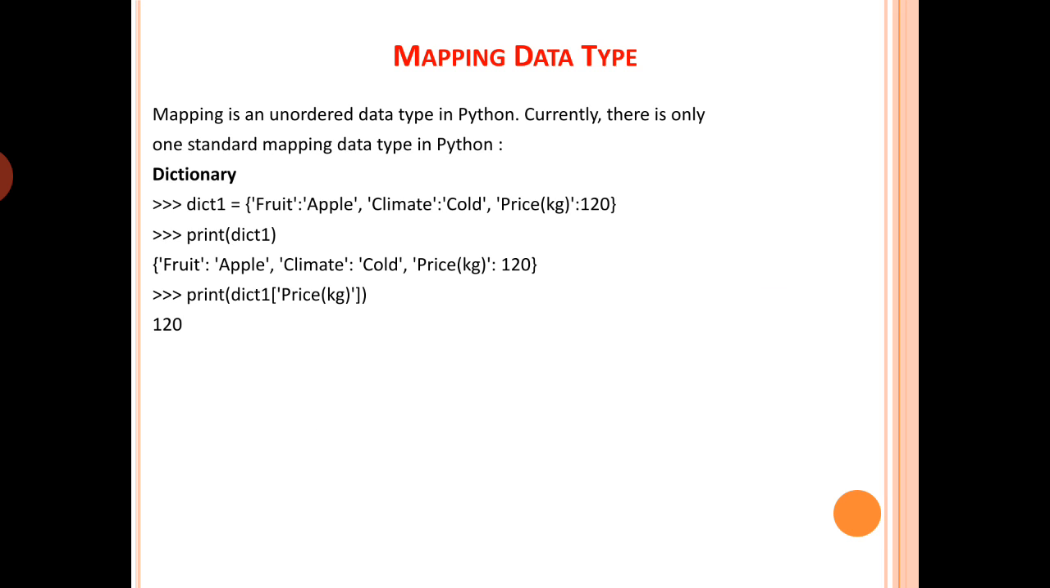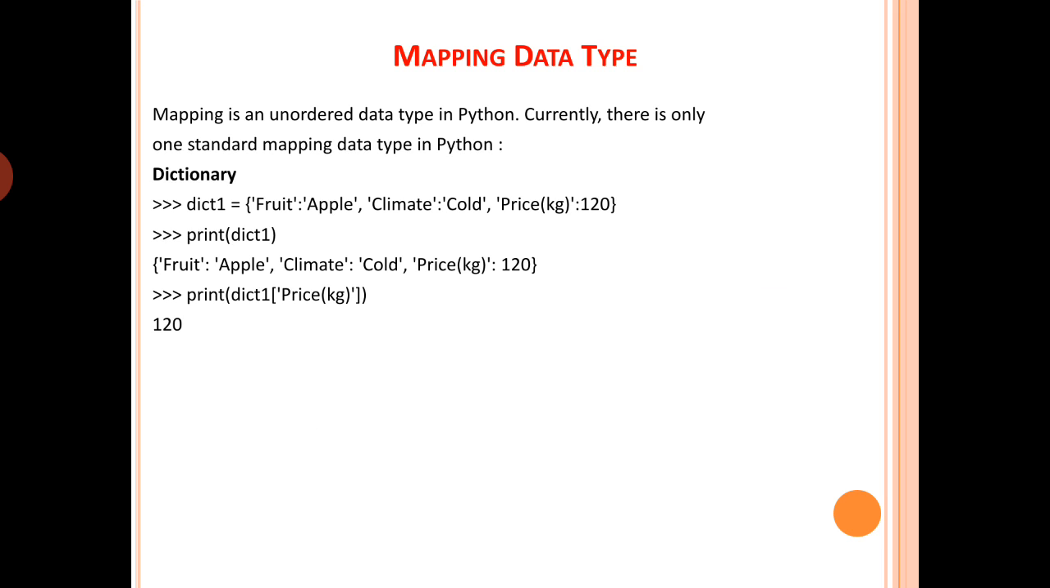Now let me explain it with the help of an example. We have to create a dictionary. In the first line, dict1 is the dictionary variable in which the keys and the values are stored. Say fruit and apple. See, fruit is the key and apple is the value. So key and value are separated by a colon sign. Another key is climate and the value is cold. Another key is price kg and the value is 120.